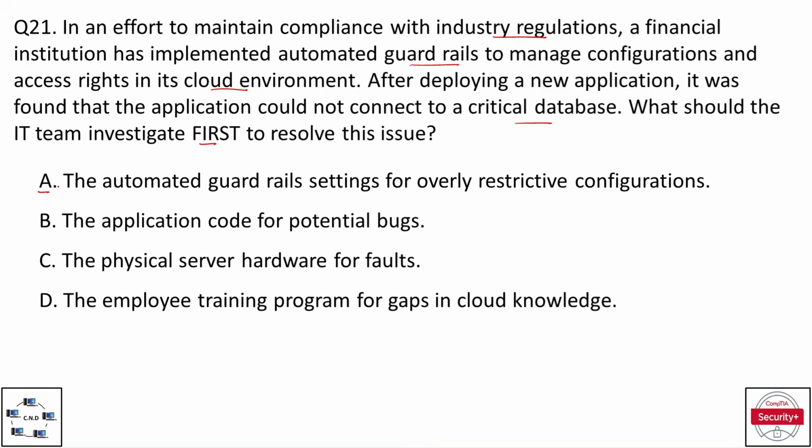And the options are option A, the automated guardrails setting for overly restrictive configurations. Option B, the application code for potential bugs. Option C, the physical server hardware for faults. And option D, the employee training program for gaps in cloud knowledge. And the correct option is option A, the automated guardrail setting for overly restrictive configurations.